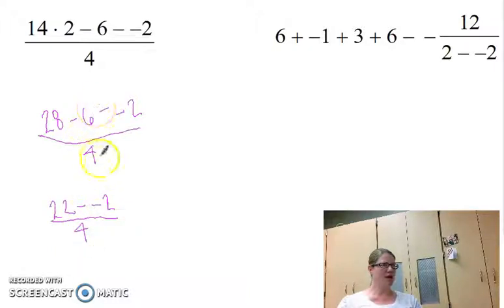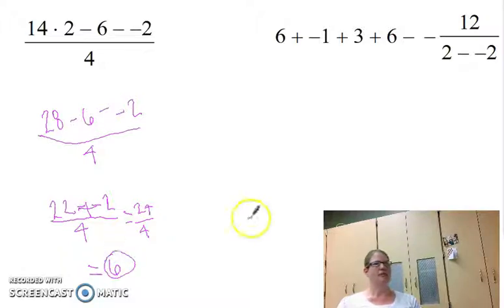Now, a lot of people want to get in a hurry and do a bunch of these in their head, and that's fine. But I find that if you write down each step, you're much less likely to make mistakes, especially when there's a bunch of different signs and things here. Again, 22 minus negative 2, if I subtract a negative, that becomes positive. So 22 plus 2 on the top is going to be 24. And on the bottom, I have the 4. So now I can go ahead and divide. 24 divided by 4 is 6. Okay, so that one would be 6.